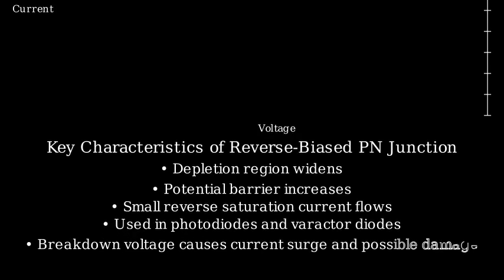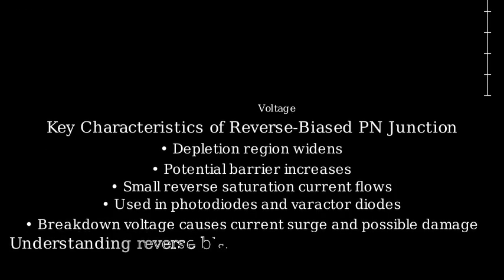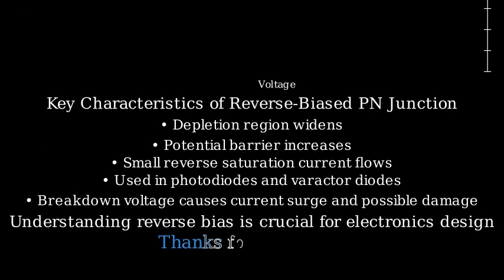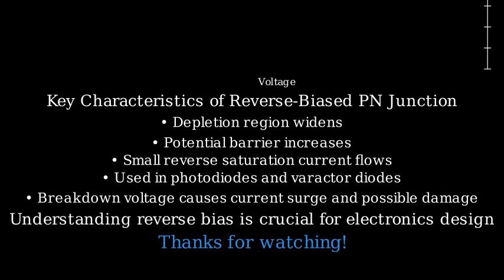Finally, exceeding the breakdown voltage can permanently damage the diode unless it's specifically designed for operation in breakdown, like a Zener diode. Understanding reverse bias operation is crucial for electronics design, as it determines the behavior of diodes in circuits where they may be subjected to voltages of either polarity.